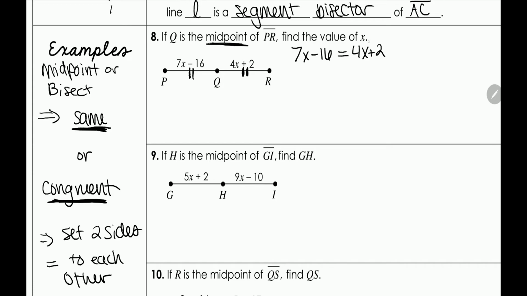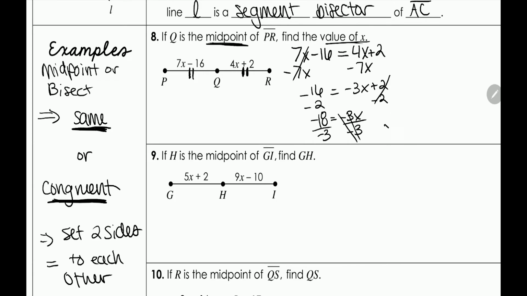So for this example, we're looking for the value of x, so we don't have to plug it in or anything. We just have to solve. I'll subtract the 7x to the other side, leaving this side with negative 16 equals negative 3x plus 2. I need the 2 to the other side since there's x's on this side but not this side, so we'll switch it to the other side. So negative 16 minus 2 is going to be negative 18 equals negative 3x. We need to make sure we divide by the negative 3, so we keep that negative sign. That's going to cancel, giving us x is equal to 6. And that's all you have to do.